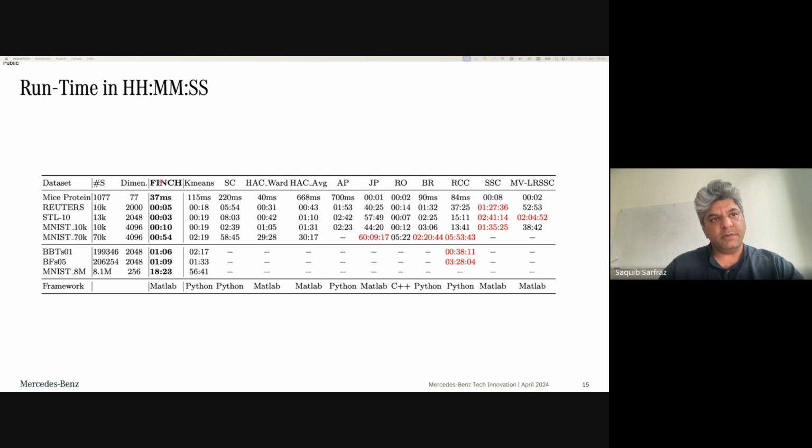But typically, overall, the timing for Finch was really good. This is the table from the paper. At the time, we had a MATLAB implementation, but since then it has been developed quite nicely. So you can find it on PyPI and Python as well, where timing is kind of the same.